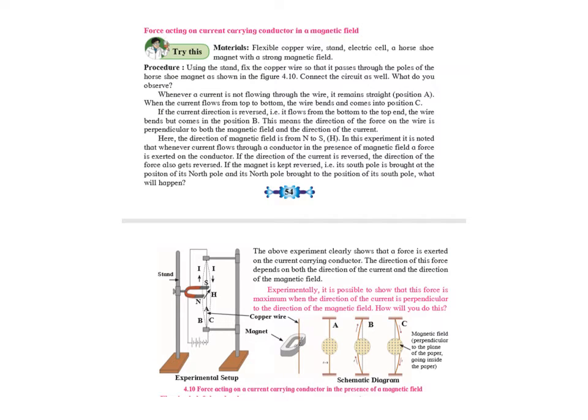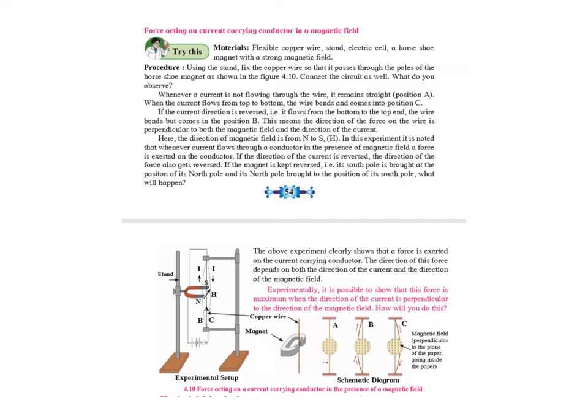Force acting on a current carrying conductor in a magnetic field. Look at the experimental setup. There's a stand, there's a horseshoe magnet. North pole and south pole can be seen. There's a circuit and the wire. One end of the wire is connected to the south pole and the other end of the wire is connected to the north pole.